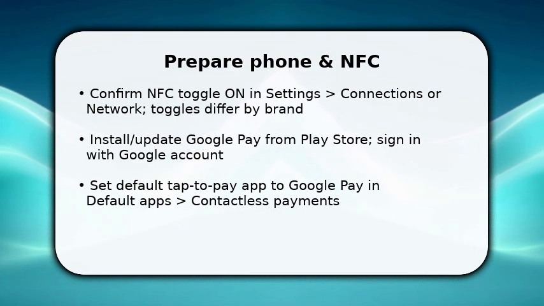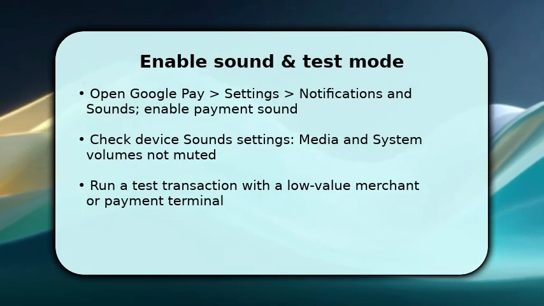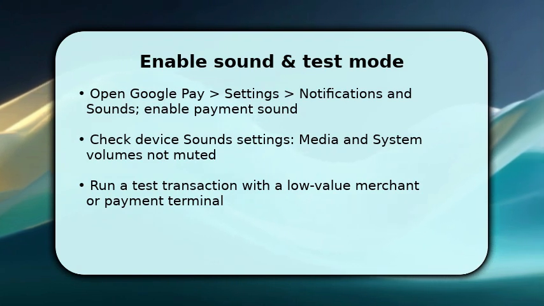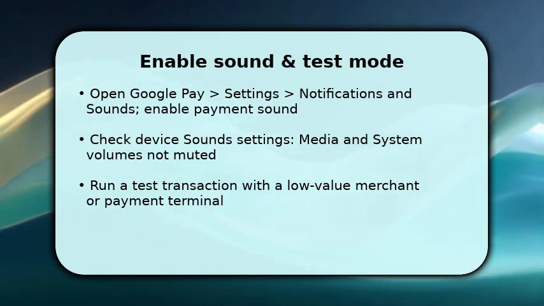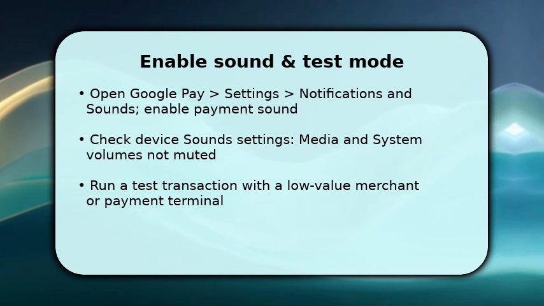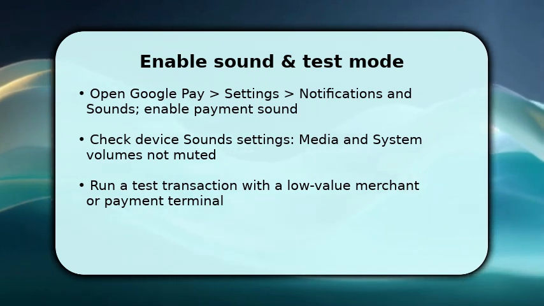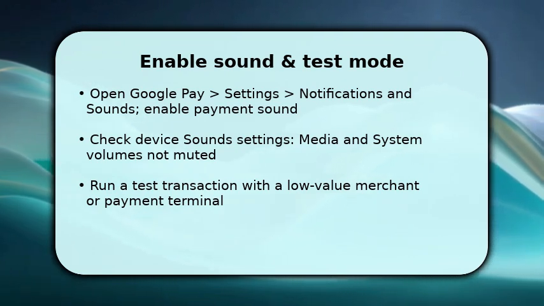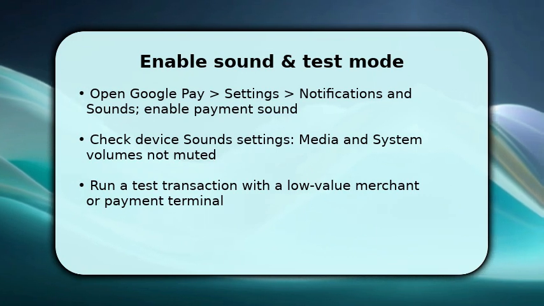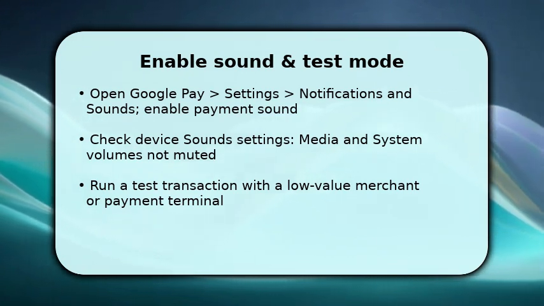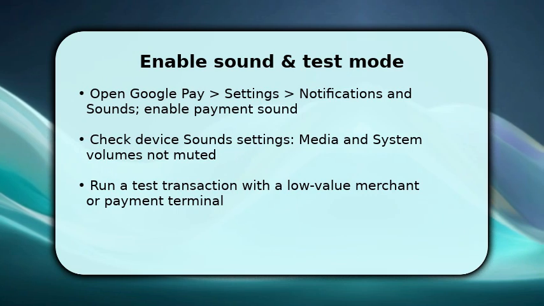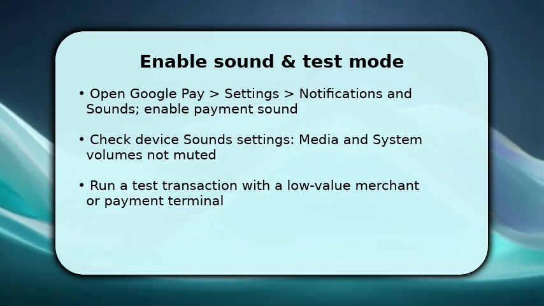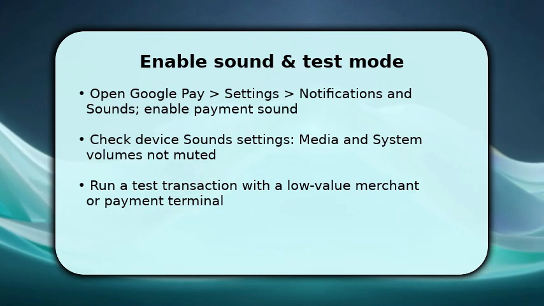Next, you enable the audible confirmation and verify system audio. In Google Pay settings, turn on the payment sound or notification tone so the app issues an audible cue on success. Then make sure system and media volumes are up. Sometimes system sounds are separate. Once configured, test with a low-value tap at a terminal or a mock reader app to provoke the sound. If you hear it, the flow is complete. If not, proceed to deeper checks.